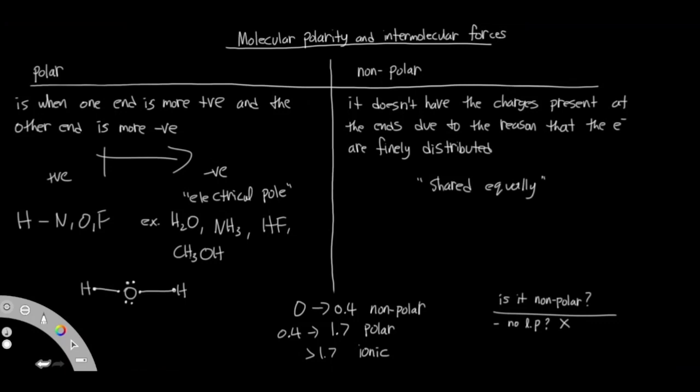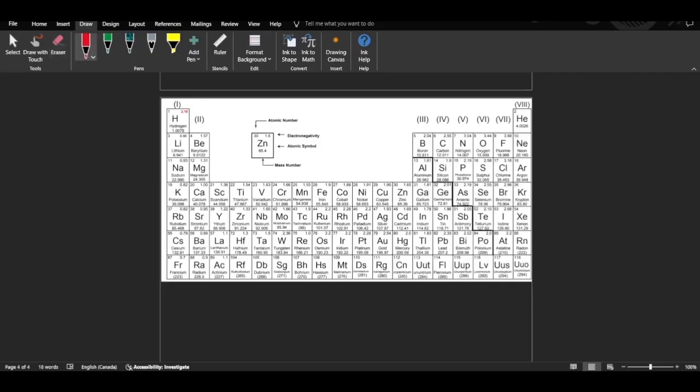Now, it's not just about that. We also have to look at something called the electronegativity difference. If I look at this chart over here, we're dealing with H2O. So we have to look for hydrogen, which is over here, at 2.18, and oxygen, which is over here, at 3.44. We have to look at the electronegativity differences between the two.